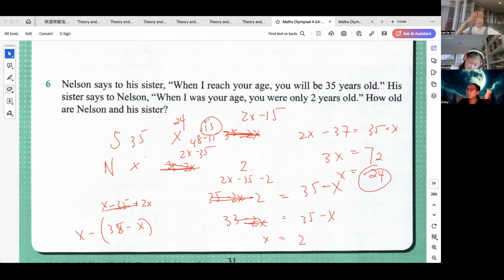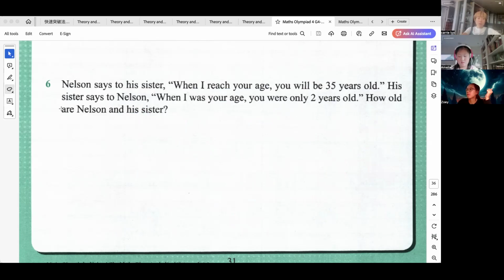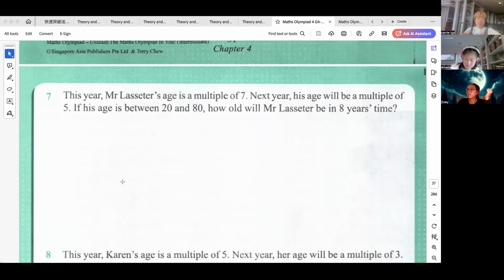So Zoe, did you get the same answer? 24 is the sister and Nelson is 13. Yeah, I got the correct answer actually. Amelia, do you understand? Okay, so I need you to get the table ready, okay? Without the table, it's going to be hard.